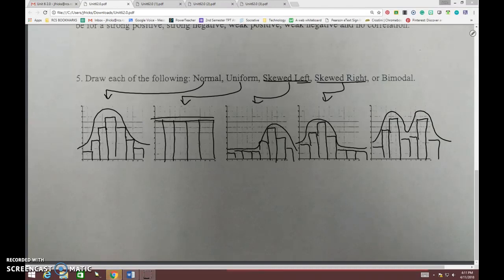So for tomorrow's test, please make sure you have all of those memorized. Know the difference in normal, uniform, skewed left, skewed right, and bimodal. There are 2 questions on the test dealing with this, so this is a very important part to remember. Now let's look at question number 6.